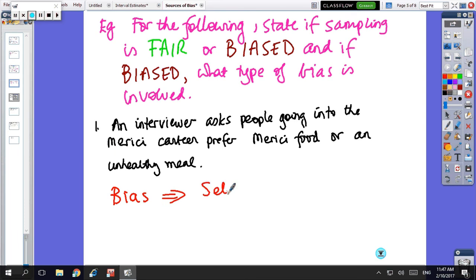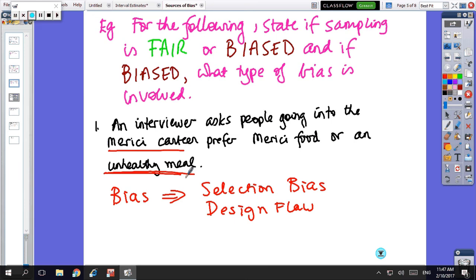Okay, so this one has bias, and the textbook said there is selection bias because you're asking people who are going into the canteen, so there's a selection bias there. And there's a design flaw bias because you're asking a leading question, where you're sort of intimating that the Merici food is healthy because you're saying "or an unhealthy food." So there's a design flaw bias and a selection bias. Okay. So come across when you're ready.